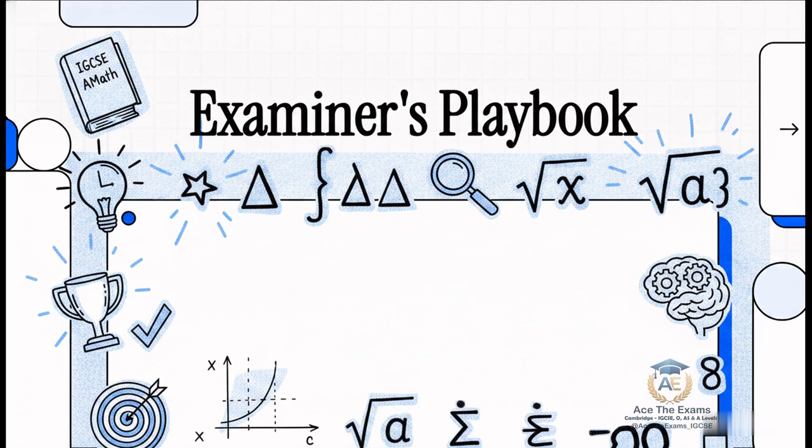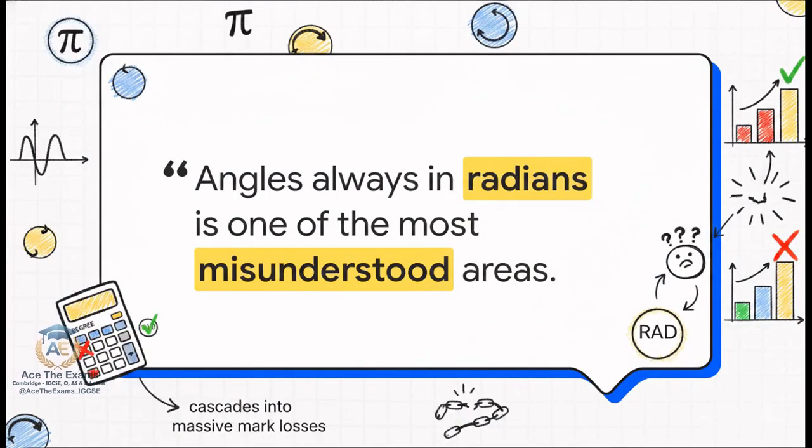Look, if you're preparing for the Cambridge IGCSE Additional Mathematics 0606 exam, you already know it demands a really high level of precision. It's like flying at maximum altitude. There is zero room for error. But there is this one specific, fundamental area where even the brightest, most prepared students routinely trip up. So today, we're going to decode exactly what the examiners are looking for so you can lock in those top grades.